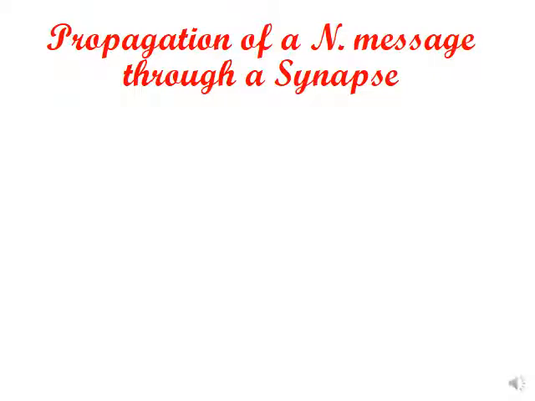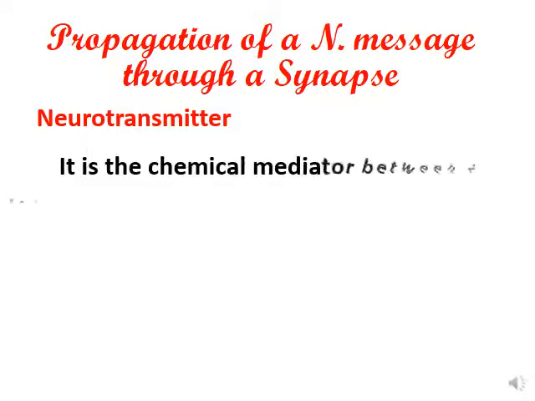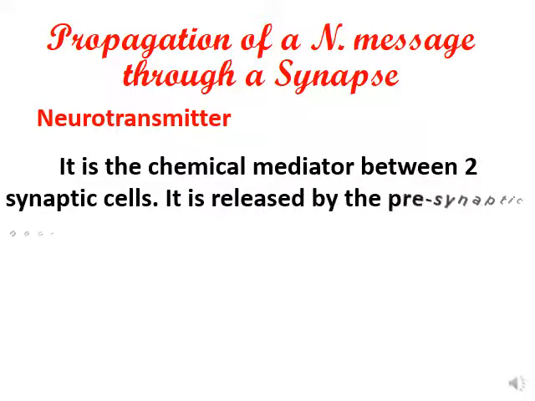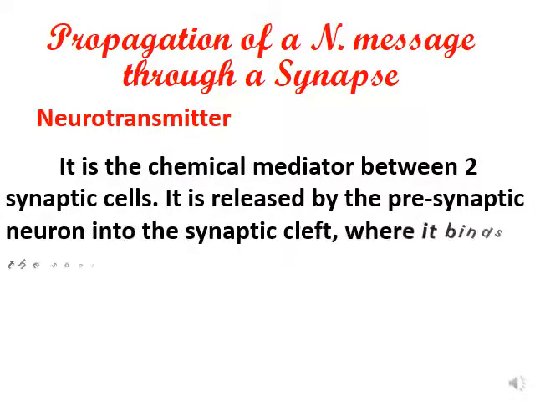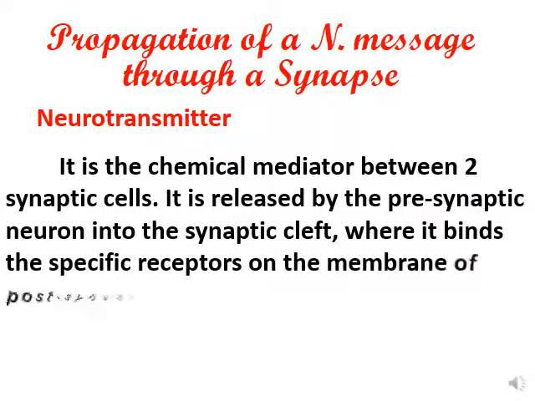Propagation of a nervous message through a synapse. Let's talk about the neurotransmitter. What is the neurotransmitter? The neurotransmitter is the chemical mediator between two synaptic cells. It's like a connection, like, for example, a taxi driver between two synaptic cells. It's like a chemical mediator. It helps like a messenger.